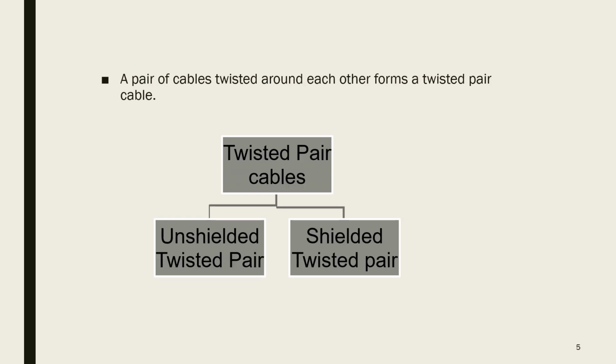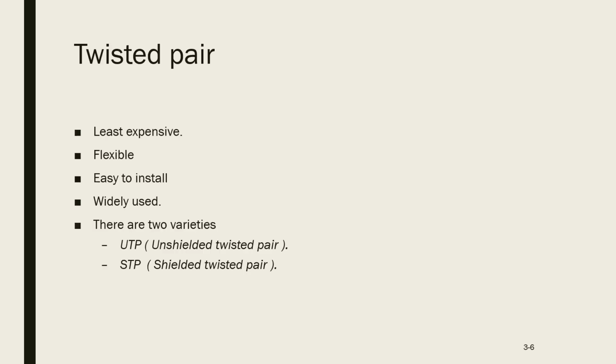A pair of cables twisted around each other, as the name suggests, is a twisted pair cable. Twisted pair cable has two types, unshielded and shielded twisted pair cables, UTP and STP. It is least expensive, very easy to install, flexible, and very widely used.